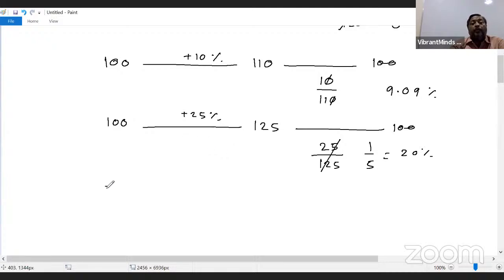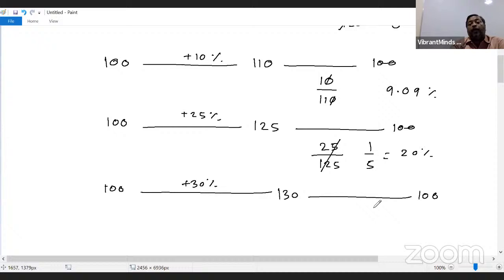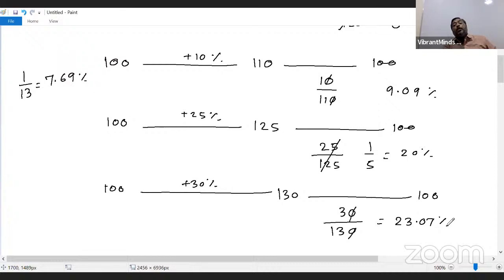Again, let's say by 30% the price has risen. So 130. He is adamant on buying 100. So he will get 30 rupees petrol less on the rate 130. So 3 by 13. And 3 by 13 is what? 1 by 13 is 7.69%. So 3 by 13, let's multiply. It will be 23.07%.